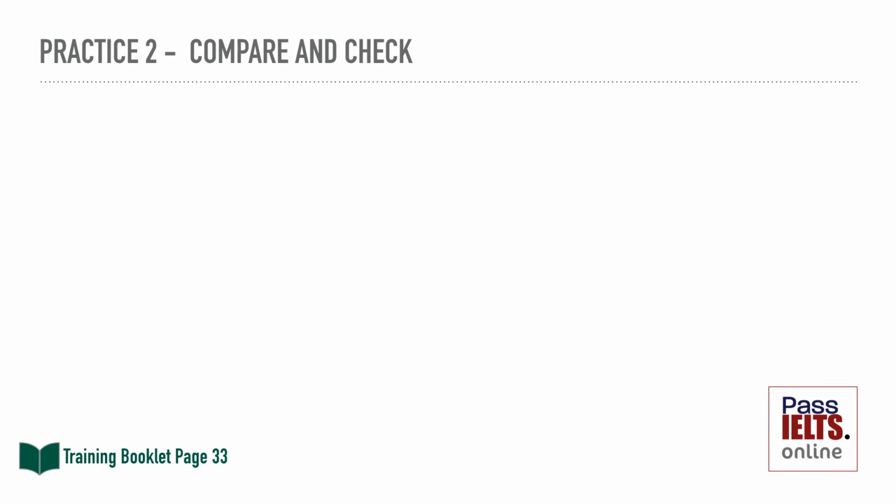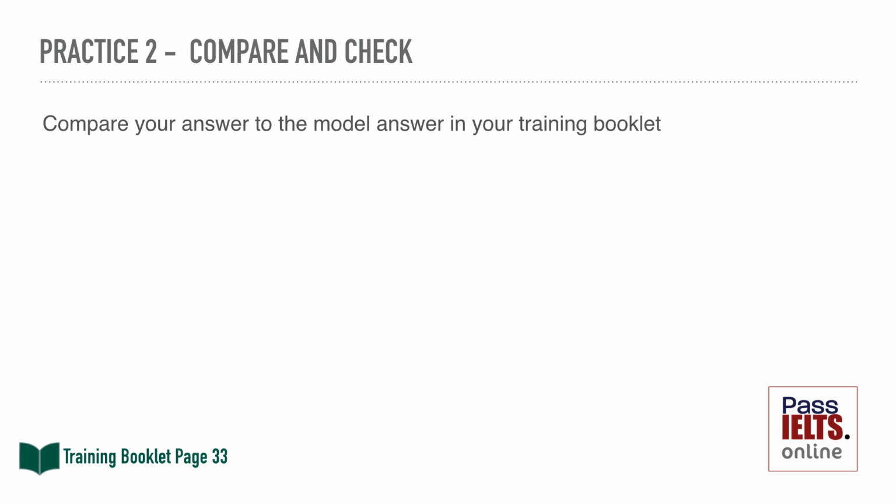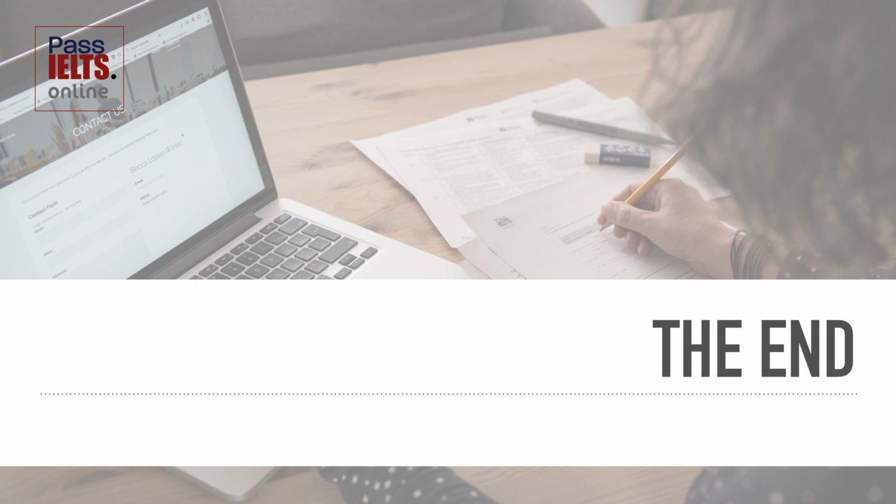Now you can compare your answer to the model answer in your training booklet on page 33. When you finish, go to the next slide. That is the end of lesson 3 on task 1, describing a map or plan. Now, after a short quiz, you can go to lesson 4, which is on task 1, describing a process.